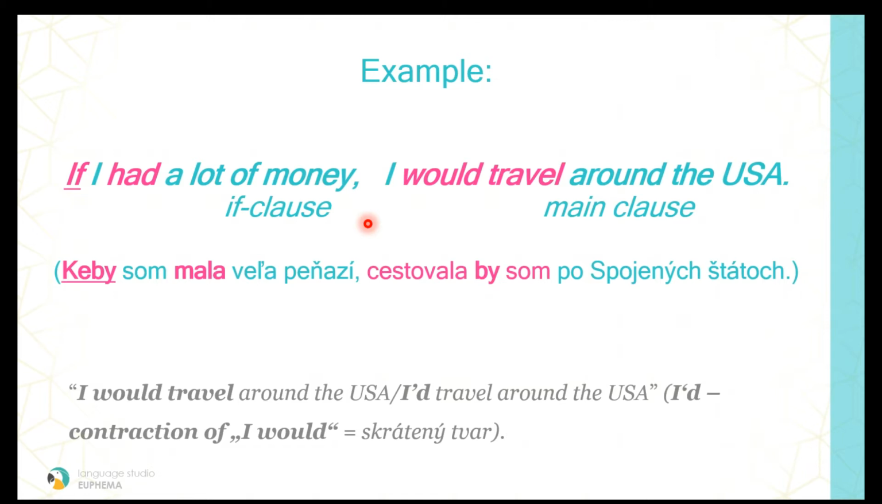Now, if you want to sound more natural, you should use this contraction of I would, which is I'd. So I can say I would travel around the USA, but to sound more natural, I should say rather I'd travel around the USA. So I'd is basically I would. If I had a lot of money, I'd travel around the USA.